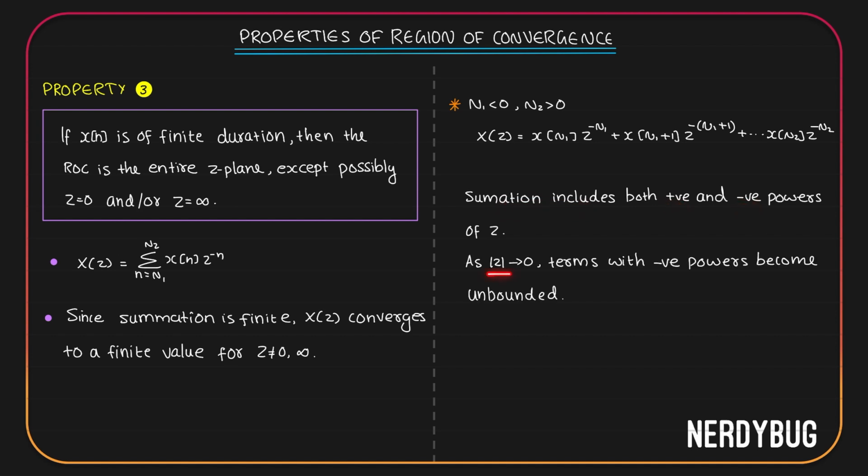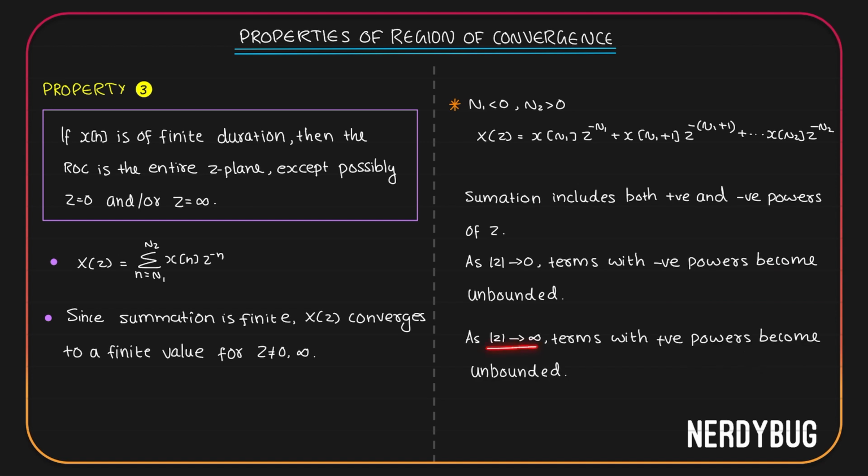In that case, when magnitude of z becomes 0, the terms will become unbounded. For example, let us say we have z raised to minus n is equal to 2. Then it will become z raised to minus 2, or we can write 1 by z raised to 2. Now, if magnitude of z is 0, this becomes 1 by 0 or unbounded. So z equal to 0 cannot be included in the ROC.